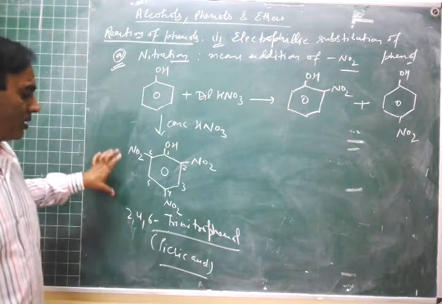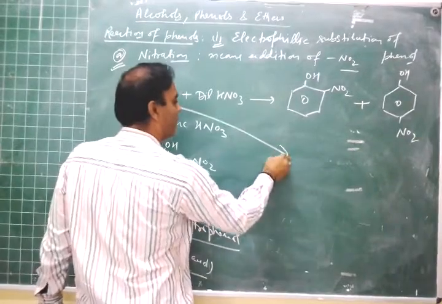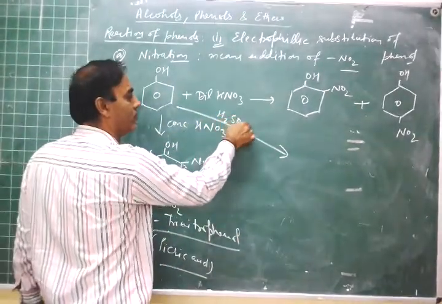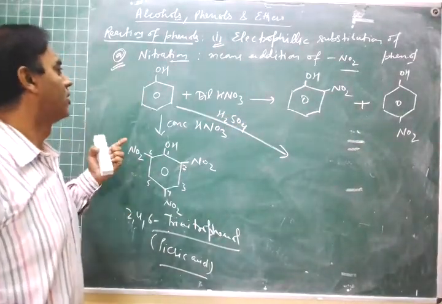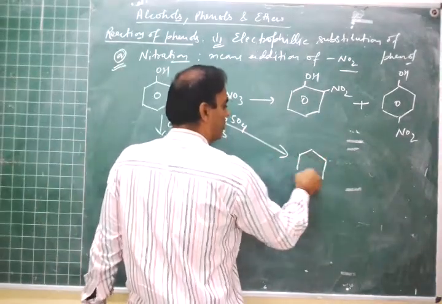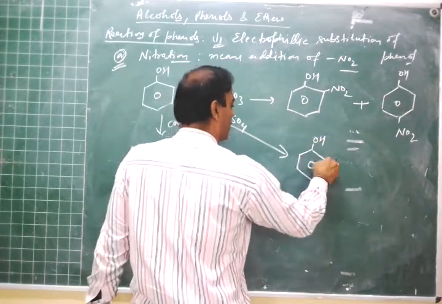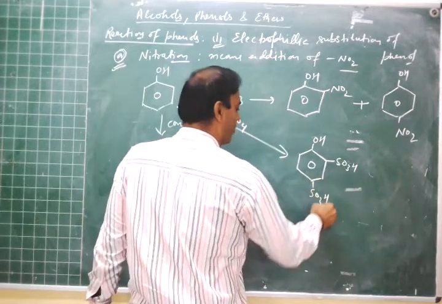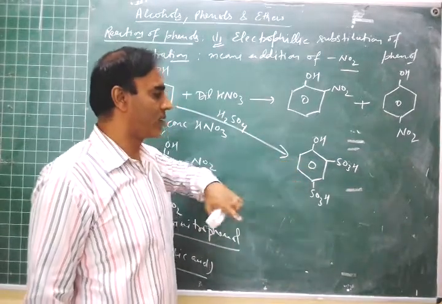Now we can form this product by another method also. First we react it with H2SO4, and then benzene disulfonic acid is formed, that is, this type of product is formed. Here you will get sulfonic acid group, and here you will get sulfonic acid group. So this is phenol 2,4-disulfonic acid.